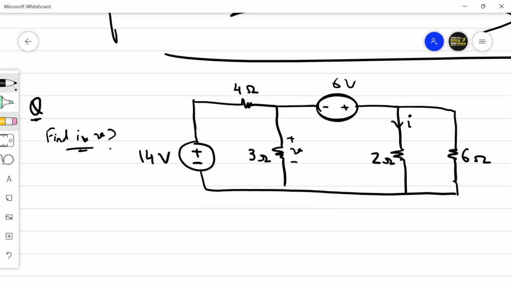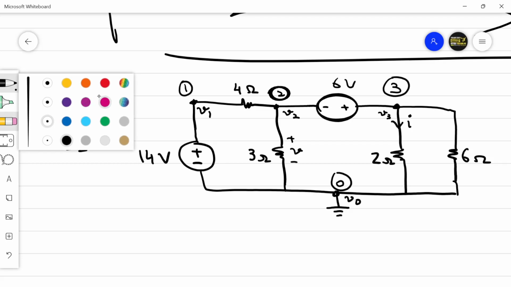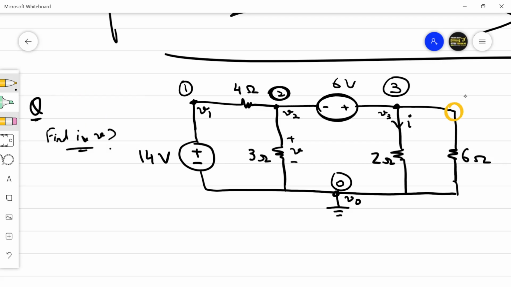So first of all we'll identify the nodes in this particular circuit. This is one node, this is second node, this is our third node। ये नोड नहीं है क्योंकि यहाँ पे कोई एलिमेंट नहीं है। This is our reference node, that is 0। Fine, so that voltage we call V1, voltage V2, voltage V3 and voltage V0। This point is not a node because there is no element present in this path.